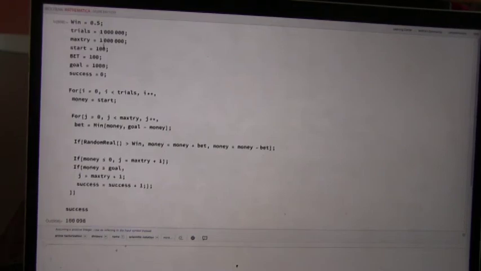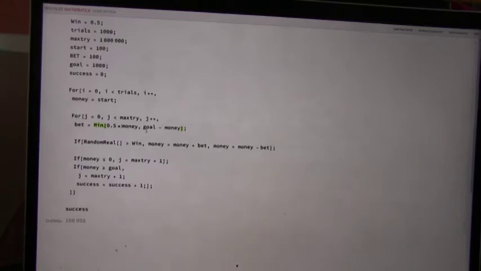So first I want to go back to 1,000. No, even I'll go to 1,000 trials here because I don't know how long it's going to take to run this. So bet the minimum of half your money, 0.05 times your money, and let's see, goal minus your money.